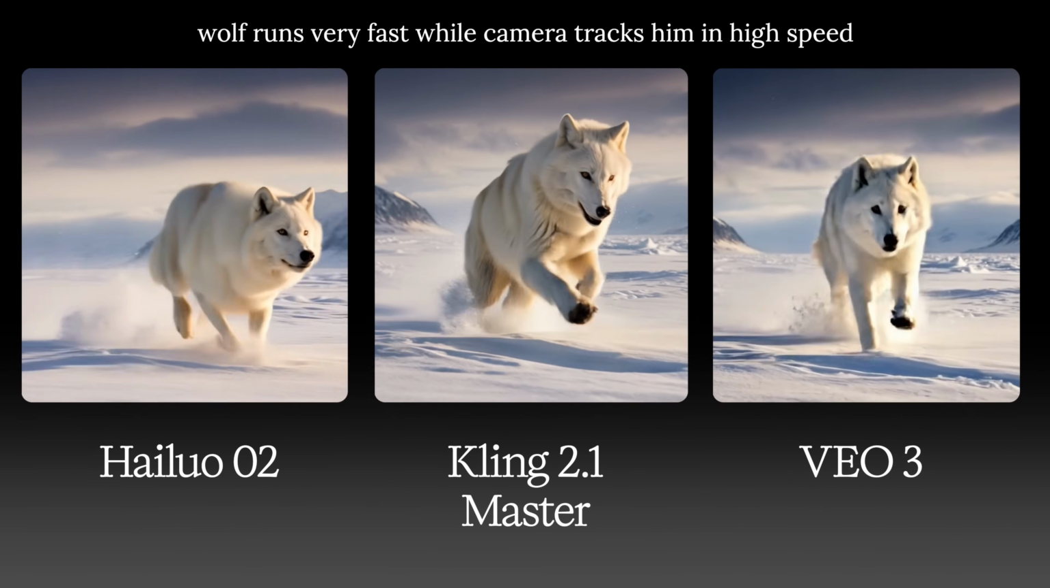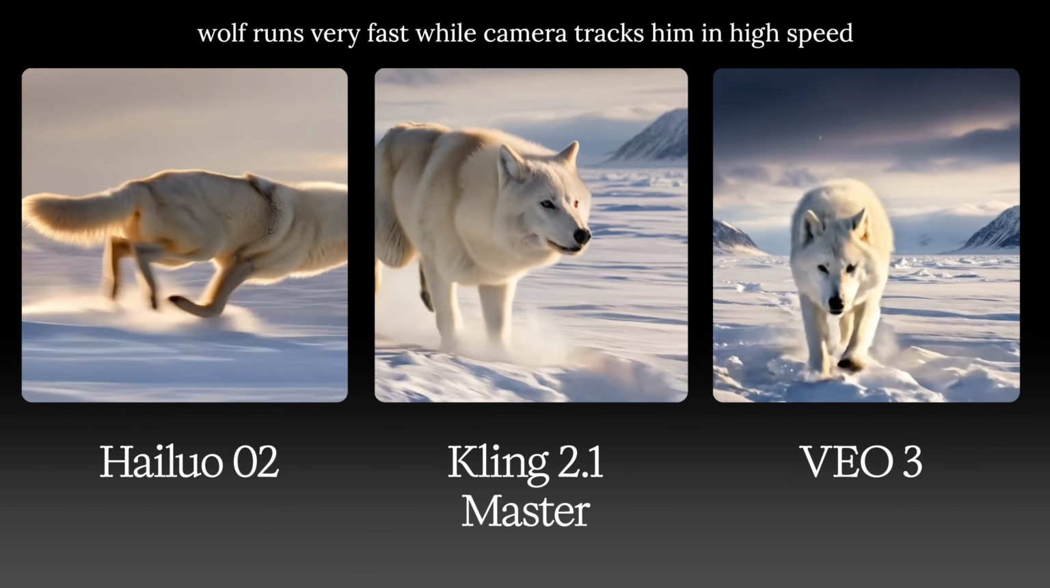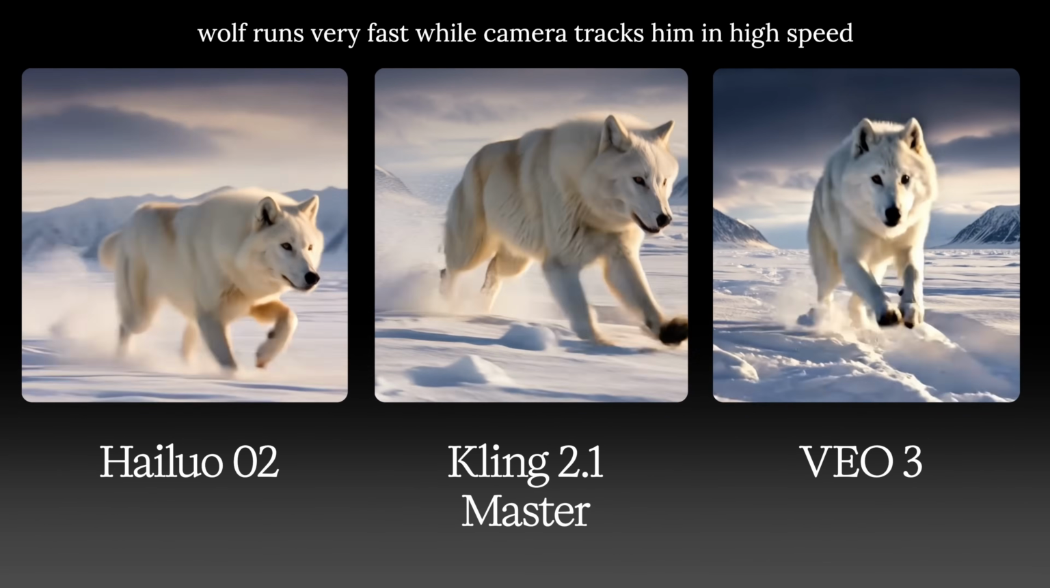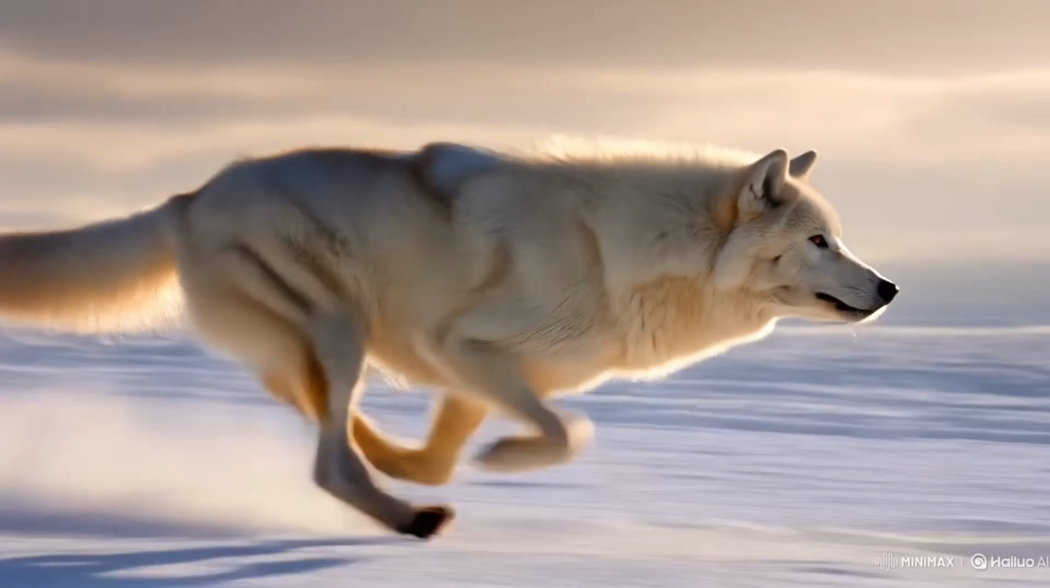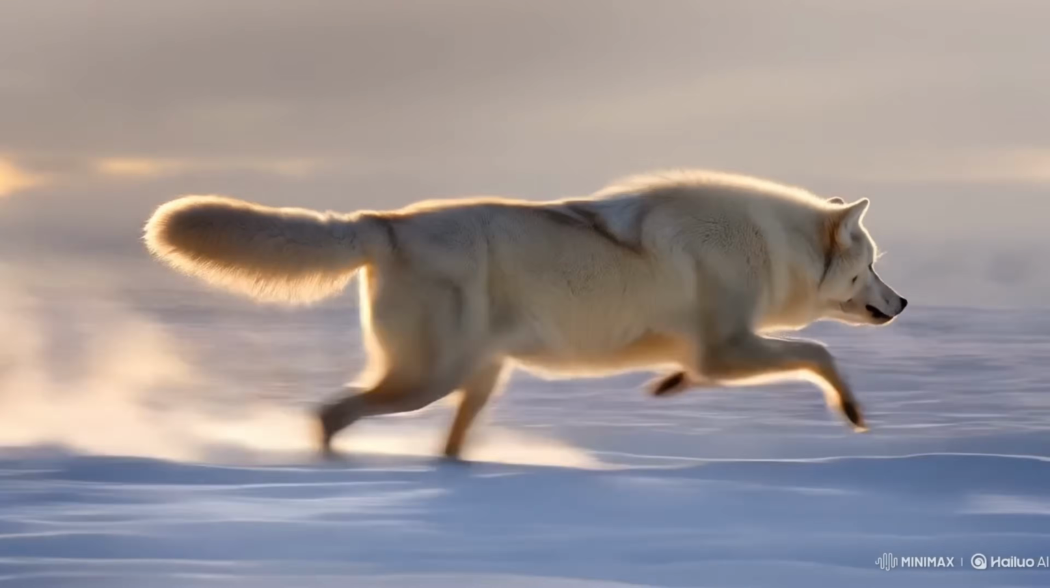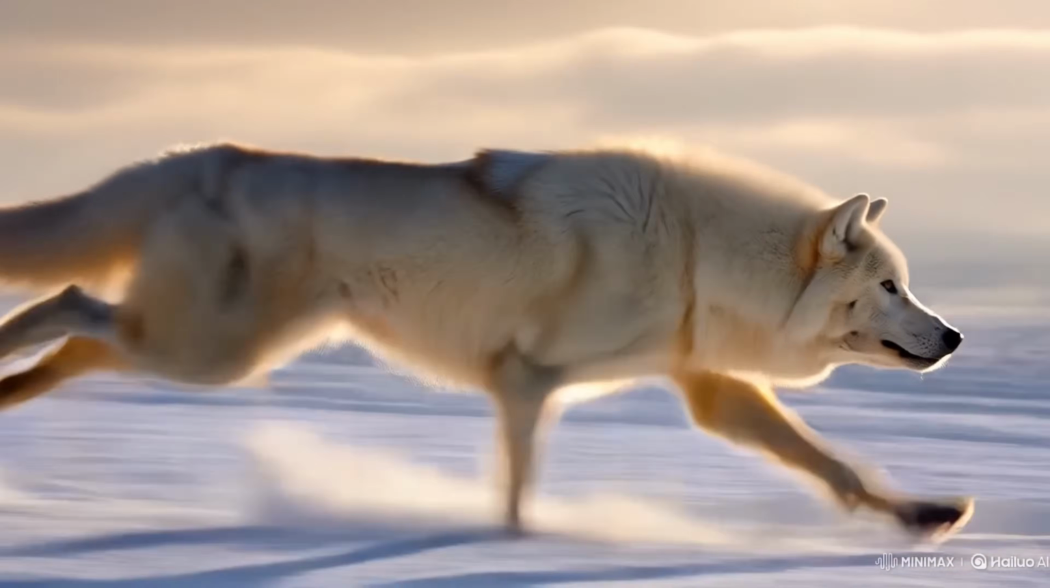In the next shot, we have a wolf running really fast, and rendering four legs is always difficult for AI video models. It's always a good challenge. So on Hailuo side, we have wolf running. It's very fast and camera tracks him in high speed. So very good result, exactly what we asked for.